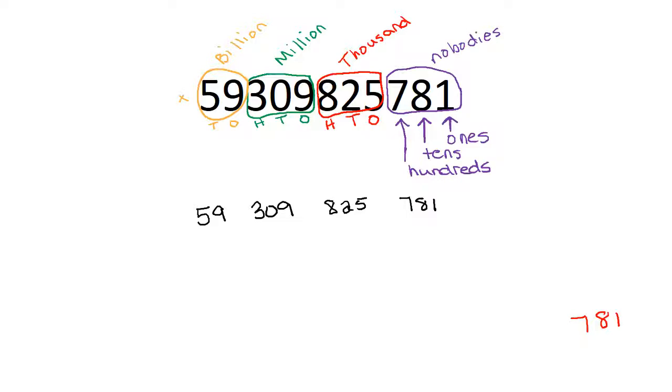So this is how you would write this number. And here's how you would say it. 59,309,825,781. Look at that, I didn't even use and. So good. Okay, I'm learning, this old dog. Let's go to our next slide.